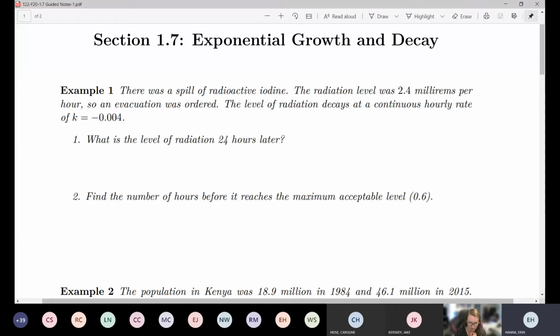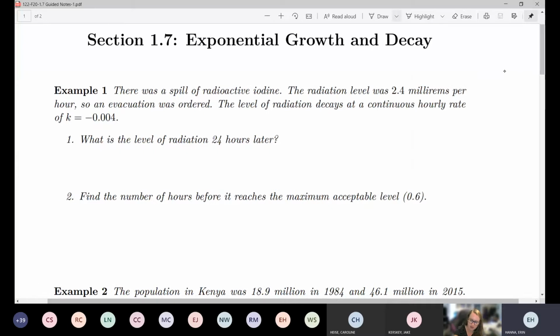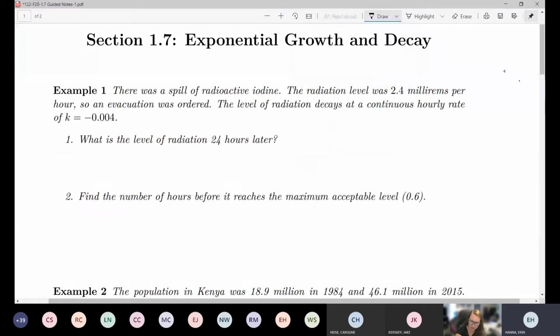So the first one we've got is there's a spill of radioactive iodine. The radiation level was 2.4 millirems per hour, so an evacuation was ordered. The radiation decays at a continuous hourly rate of k equals negative 0.004.